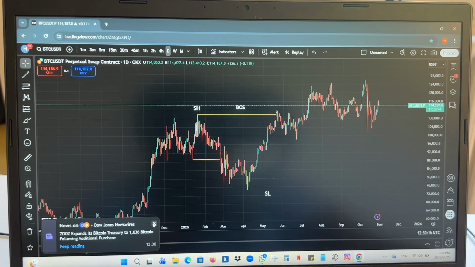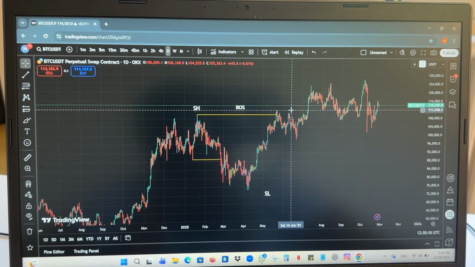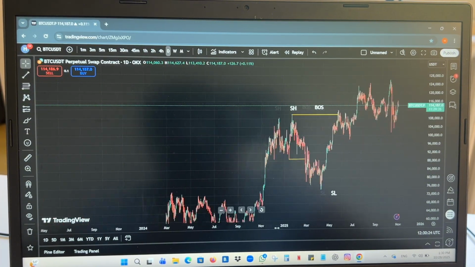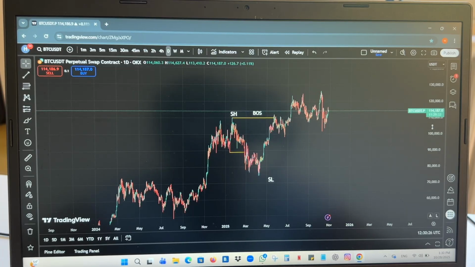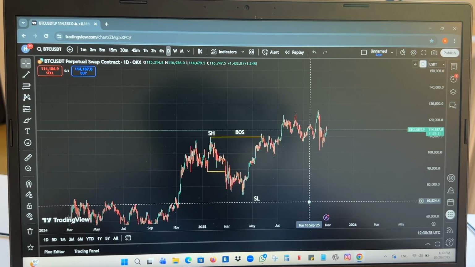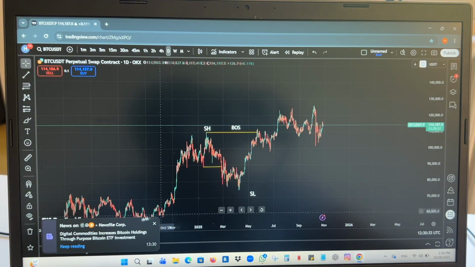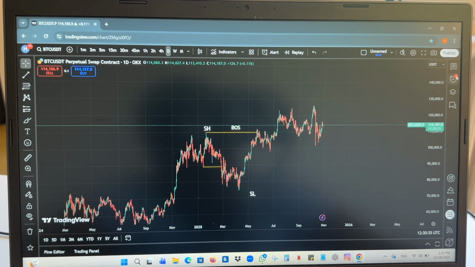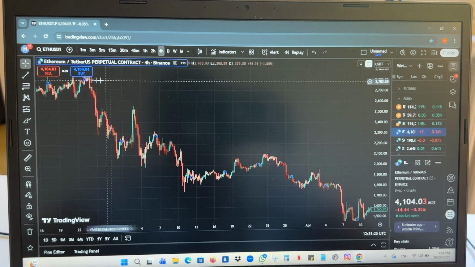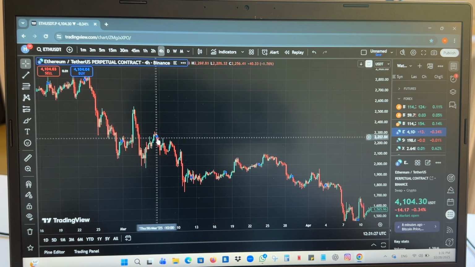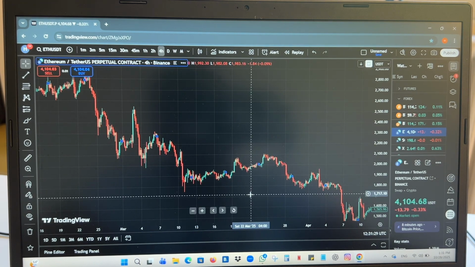It's extremely easy, but what you have to do is zoom it out and be extremely precise. Okay, so this is a good scenario of a BOS in an uptrend in BTC. So let's get into a downtrend scenario as well. Okay, so this is Ethereum. When you look at it, you cannot identify anything.